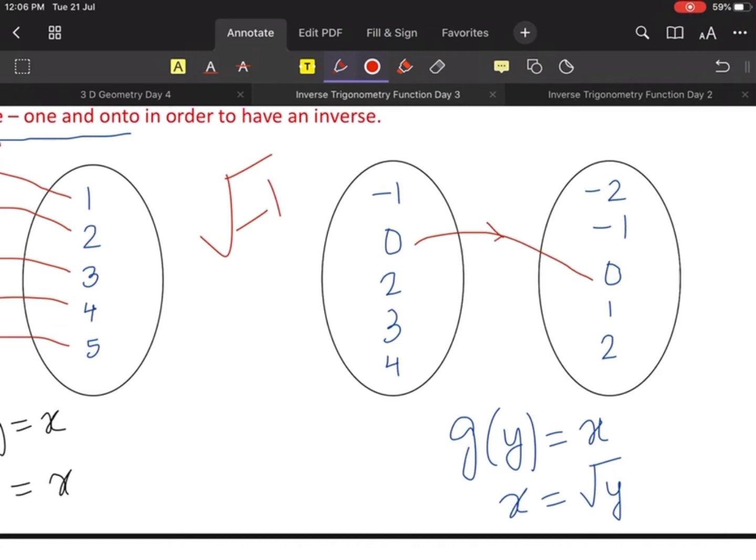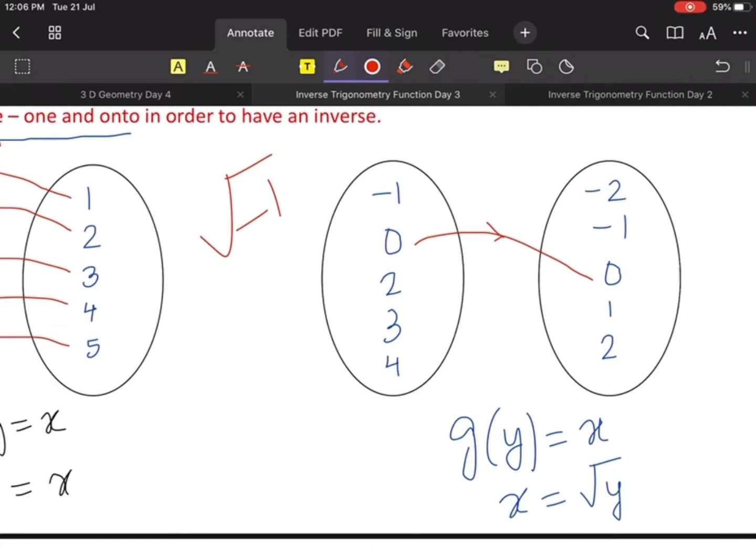Now you see, when y is equal to 0, what is the value of x? We get root of 0, right? So when y is 0, we get x also 0, right? So we perform the mapping from 0 to 0. 0 of set B will be mapped with 0 of set A. Am I clear? Now tell me, when y is 2, what should I do?